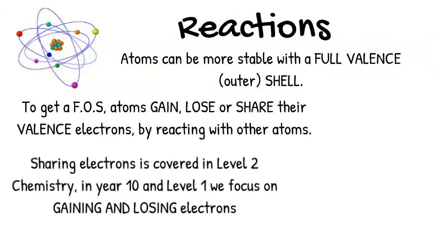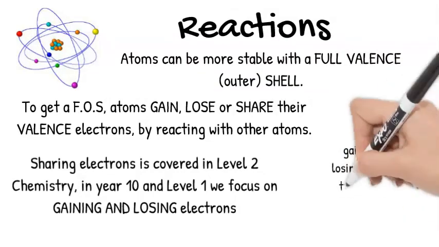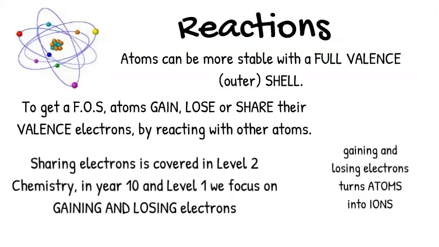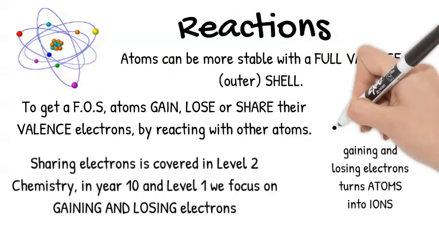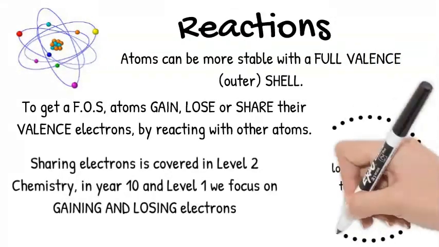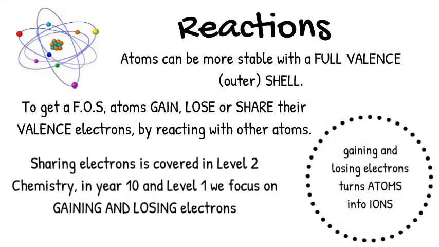By gaining and losing electrons, atoms are transformed into what we call ions. Ions have an overall charge. We're going to look at ions more closely in the next video.